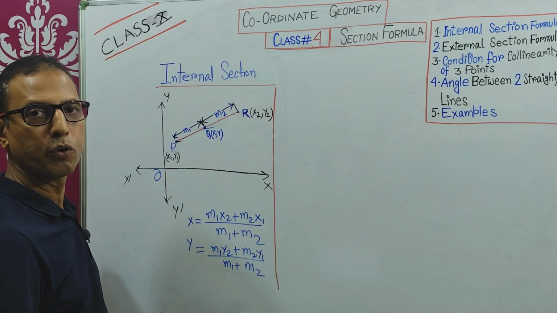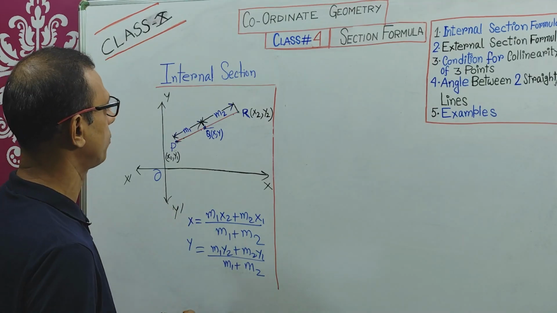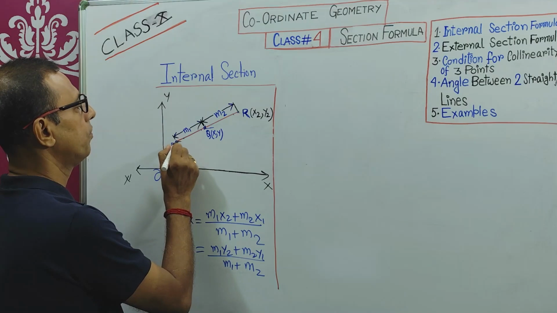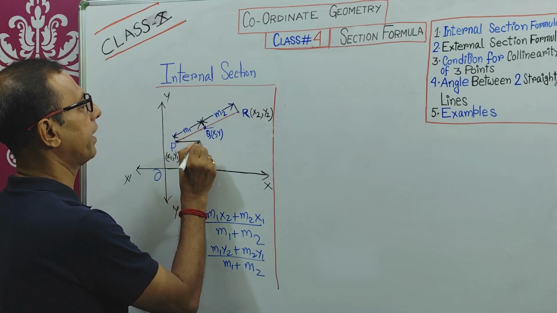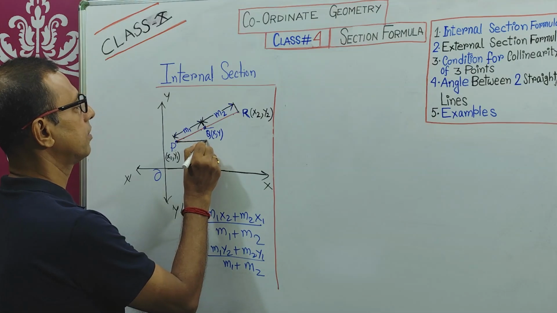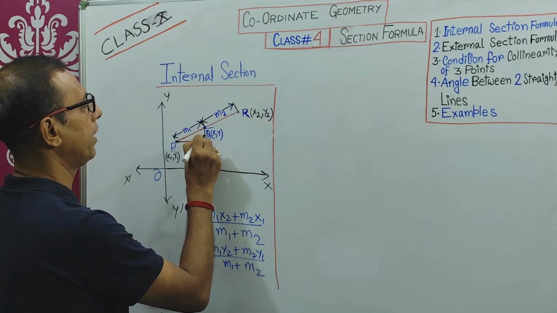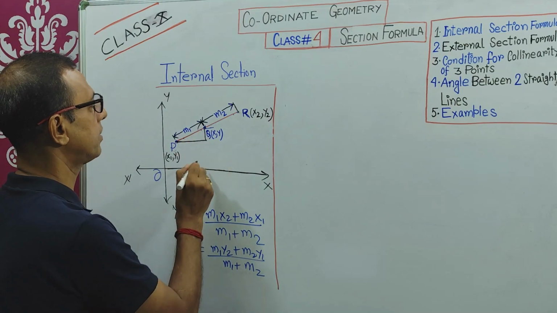Now I will prove that formula. You need to derive the formula. What will we do? From P we are drawing a parallel line to X, right? And from Q we are drawing a parallel line to Y, and these two intersect.